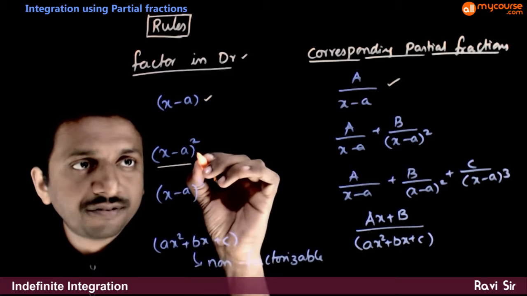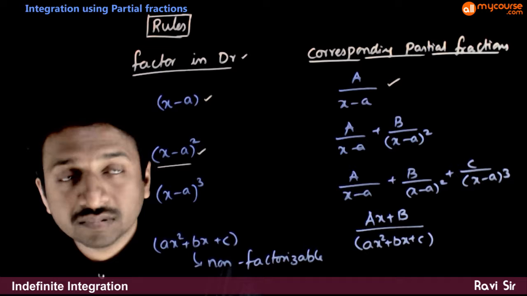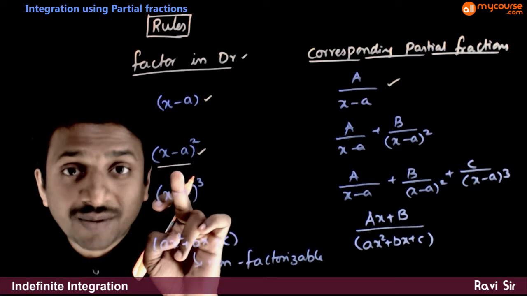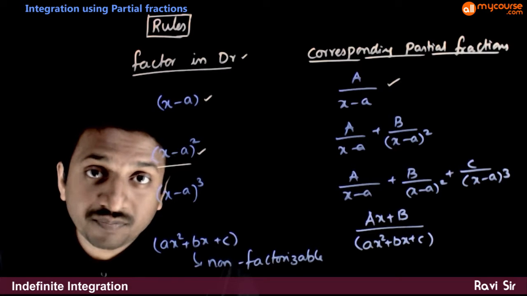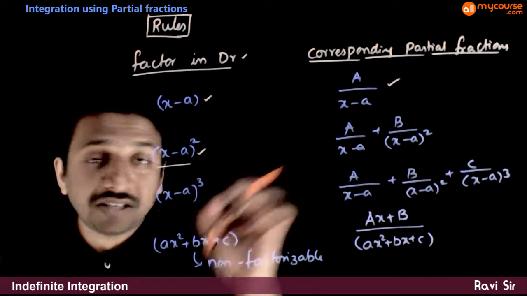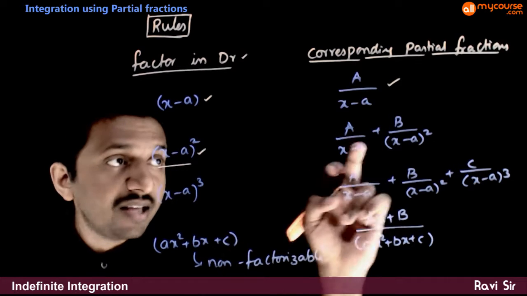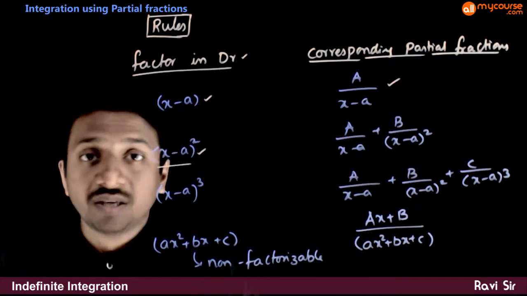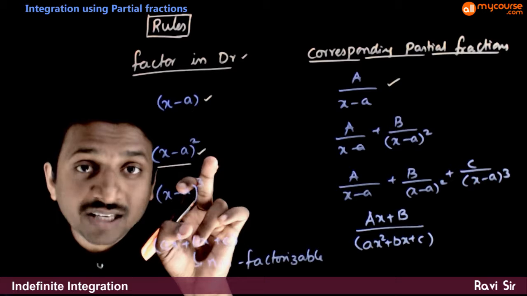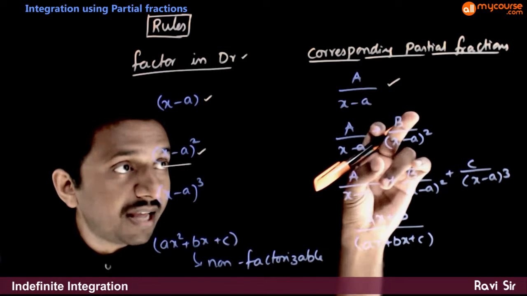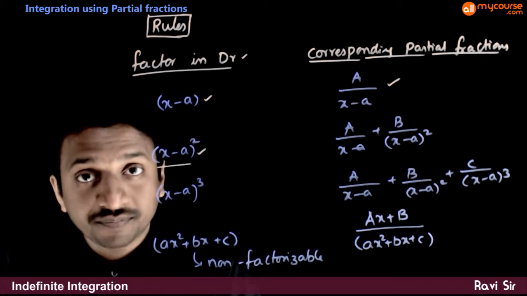For example, if you have a factor of the form (x minus a) whole squared, corresponding to this (x minus a) squared, you have to take two partial fractions, one which looks like A by (x minus a), another which looks like B by (x minus a) whole squared. In the previous example, you can see that corresponding to (x minus a) squared, we have taken only one of these. That is why the process has not worked.